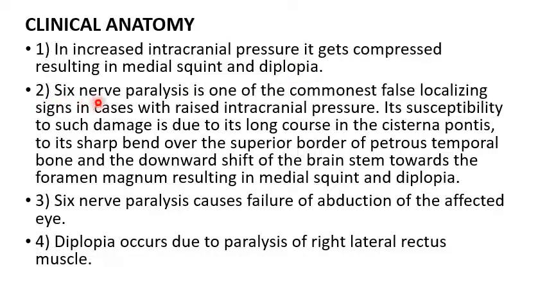The second point, sixth nerve paralysis is one of the commonest false localizing signs in cases with increased intracranial pressure. Its susceptibility to such damage is due to its long course in the cisterna pontis, to its sharp bend over the superior border of the petrous temporal bone, and the downward shift of the brainstem towards the foramen magnum, resulting in medial squint and diplopia. The sixth nerve paralysis causes failure of abduction of the affected eye, and diplopia occurs due to the paralysis of the lateral rectus muscle.